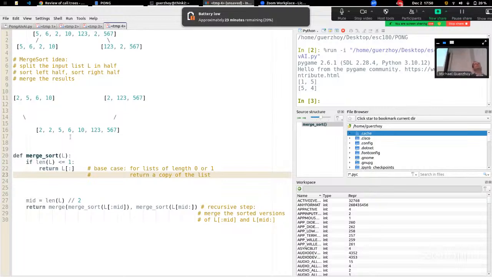Make sense? Okay. So that's it. That's merge sort. That's the magic of recursion, right? If you have the right recursive step, it doesn't take that long. The only thing is we haven't written the merge function yet.